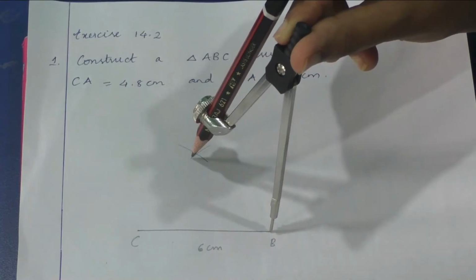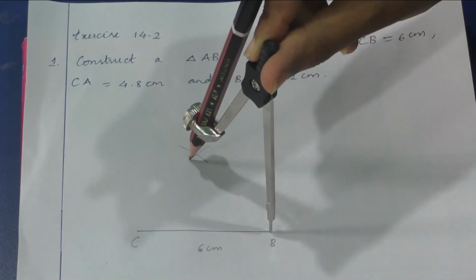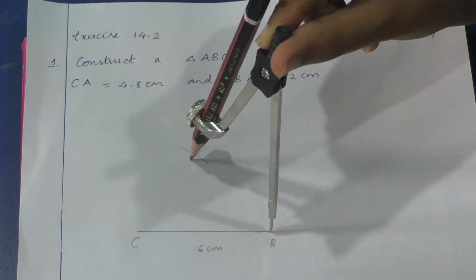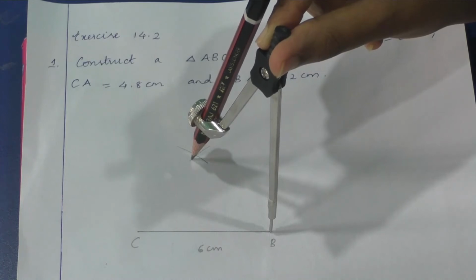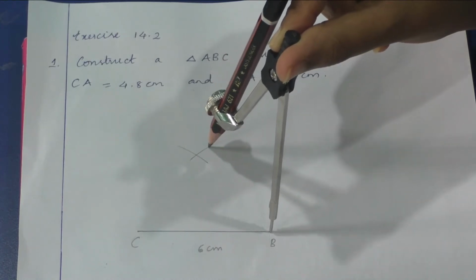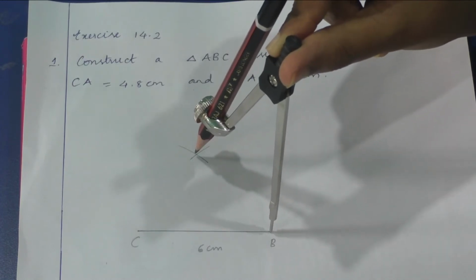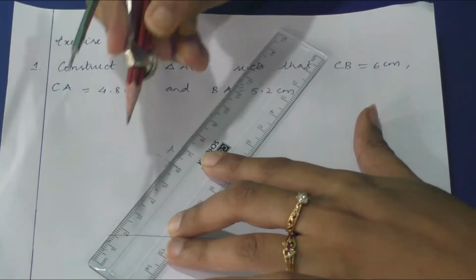So children, now let's mark BA equal to 5 centimeter. As we did earlier, take the measurement as 5.2 centimeter using your scale and compass and then cut the arc, and you can name this point as A. Now this is the last step.